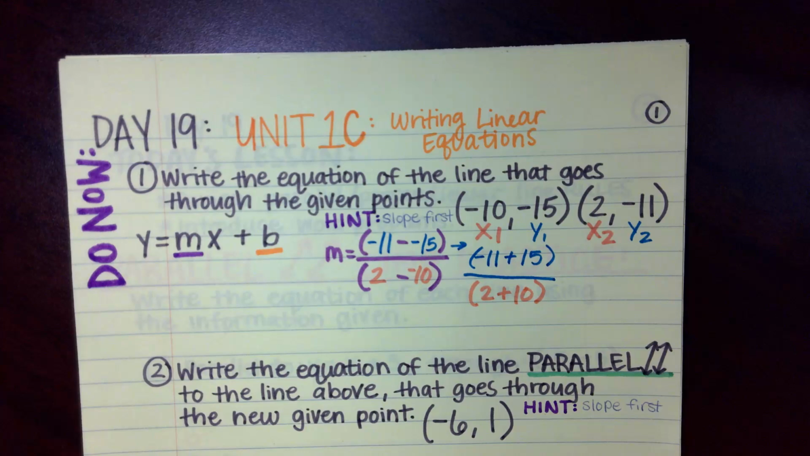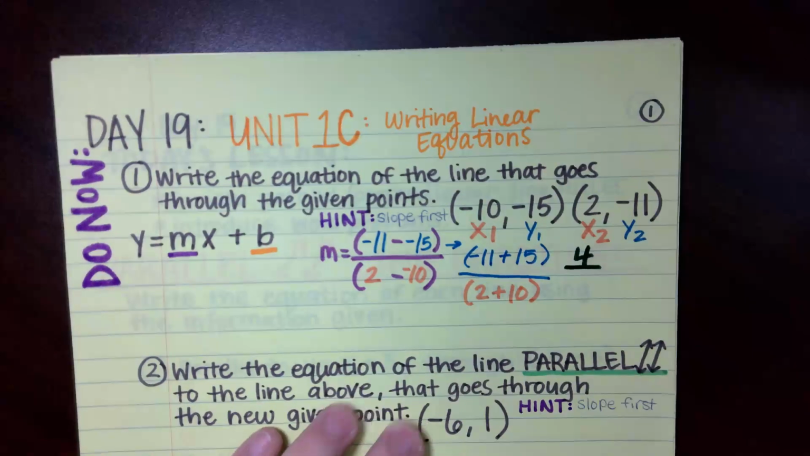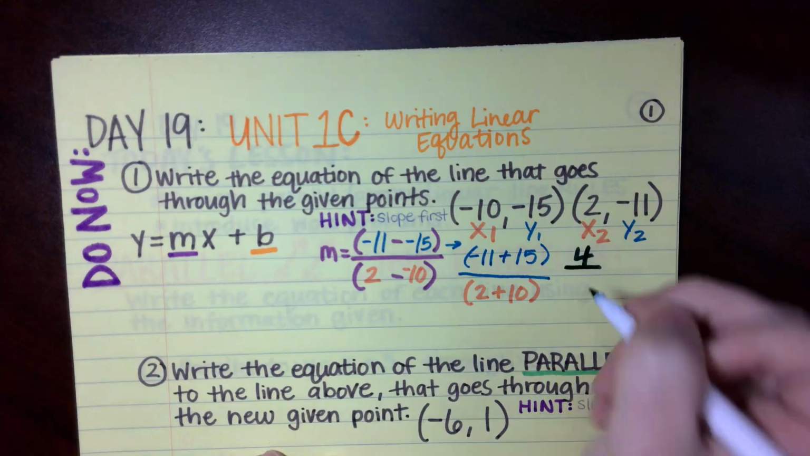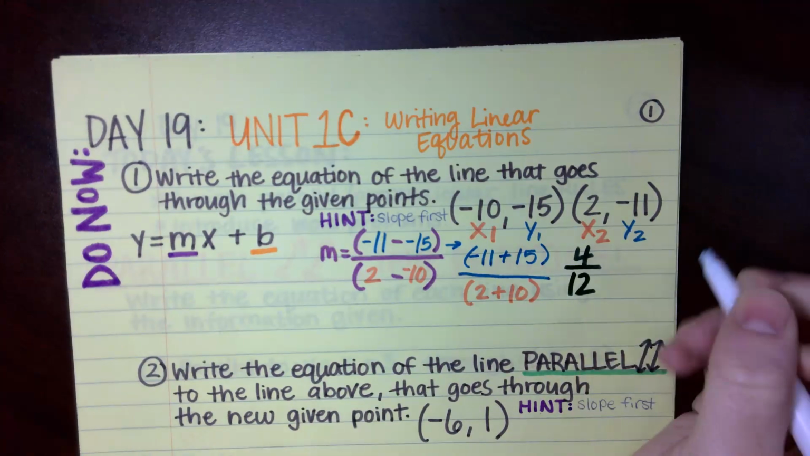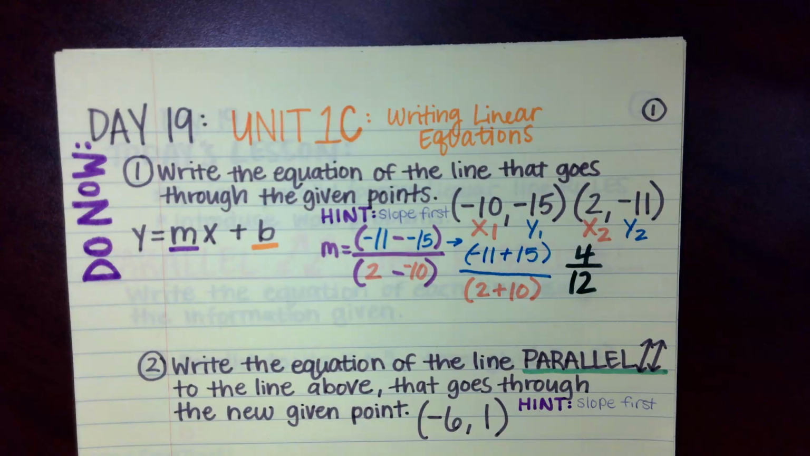So what is -11 plus 15? 4. Positive 4. Good. And what's 2 plus 10? 12. All right. Now, how can we simplify this? Because 4 and 12 are both divisible by certain numbers. Ooh, there's a couple. I heard a lot of numbers. One at a time. Raise your hand, guys. Let me hear you. Bree, what?